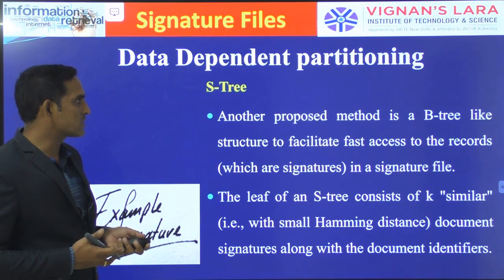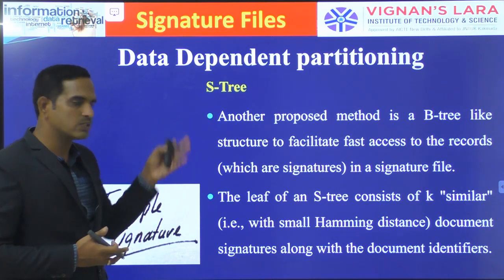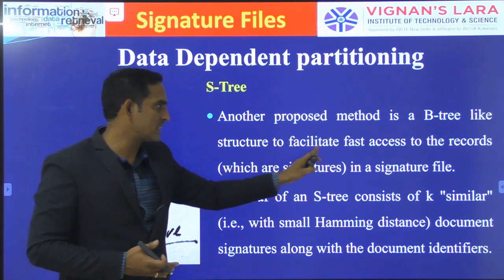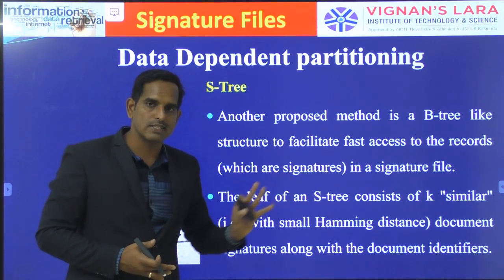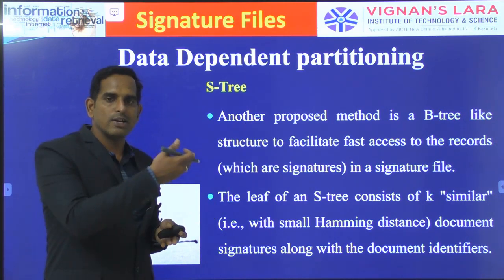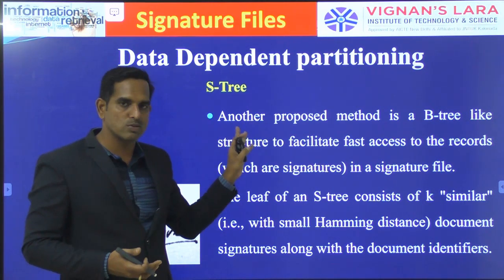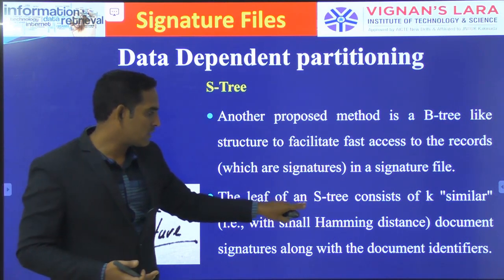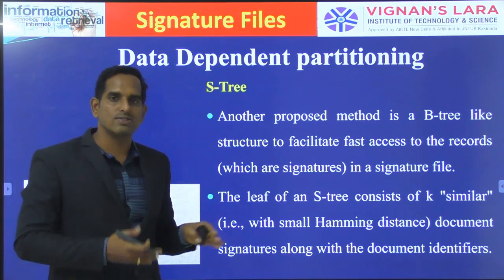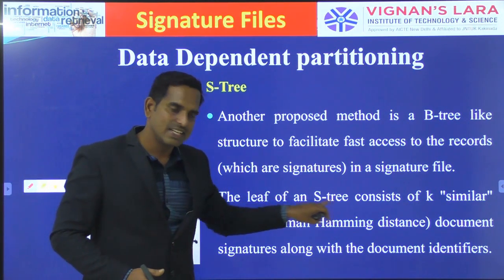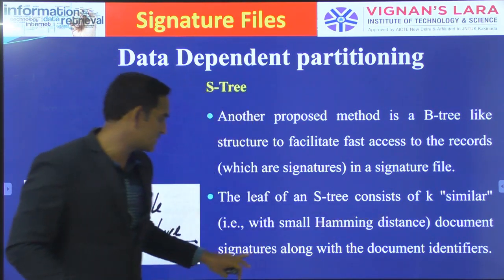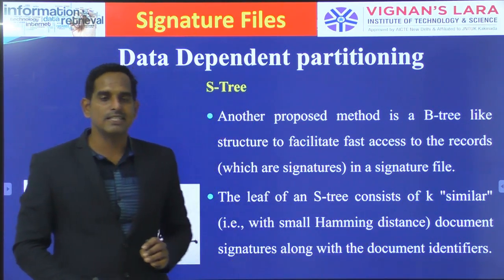Another implementation of your data dependent partitioning is your S-trees. Another proposed method is a B-tree-like structure to facilitate fast access to the records in a signature file. So you will be having a signature file and you are going to implement the signature file in a proposal like a B-tree. So you are going to implement the B-tree. Since you are storing the signatures, we will be calling it an S-tree. Each leaf consists of k similar document signatures along with their document identifiers.